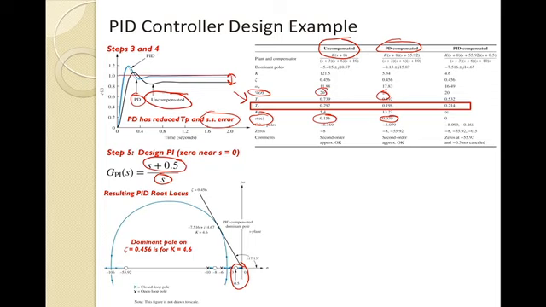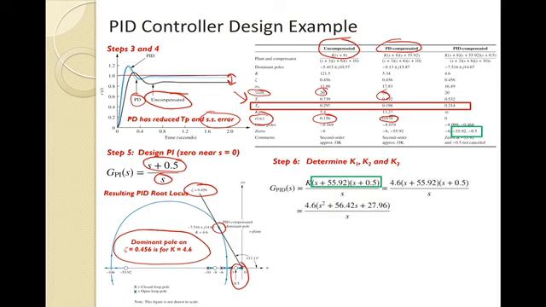So we want to stay on this damping line to get that 20% overshoot again. Given that, we vary our value of K to determine where that intersection occurs. And so here we get a K of 4.6.